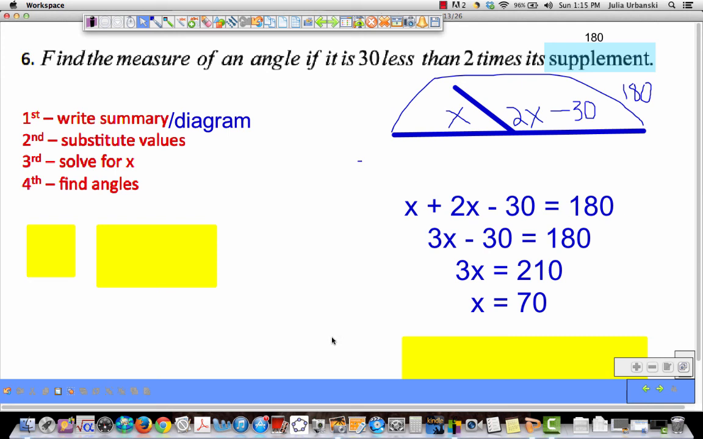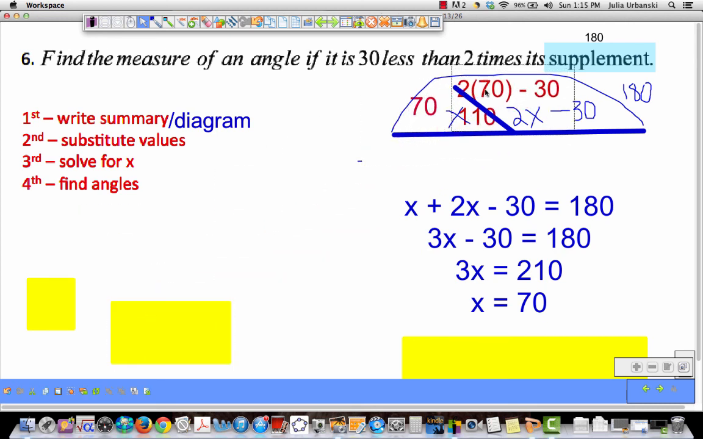The last thing you need to do is to find the angles. This one says to find the measure of an angle, so one of the angles. But let's plug it in. X equals 70. That's what this angle is going to be right here. The other angle, you have to do 2 times 70 minus 30. I got 110. And then always check your work. Does 70 plus 110 equal 180 like it should? Yes, it does. So you're done.